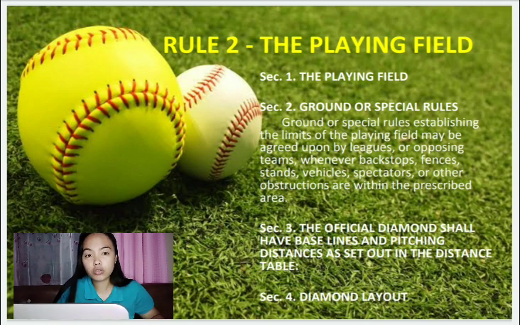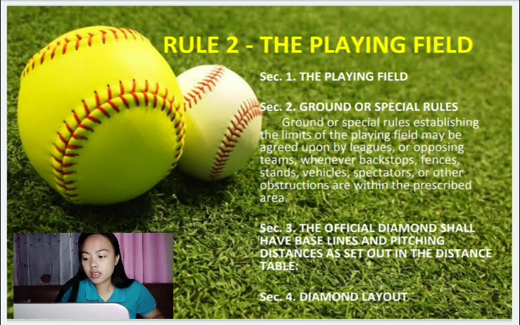Next is section 2, which is the ground or special rule. A ground or special rules establishing the limit of the playing field may be agreed upon by the leagues or opposing teams whenever backstop, fences, stands, vehicles, spectators or other obstructions are within the prescribed area.